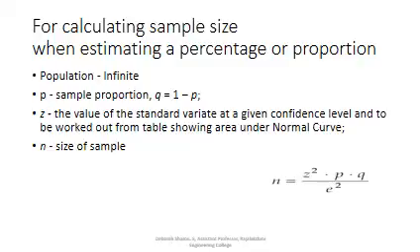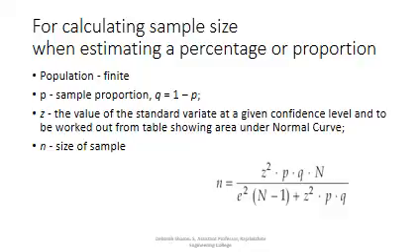Next, we'll see for calculating sample size when estimating a percentage or proportion. Here also you find two things, that is when population is infinite and when population is finite. P here represents sample proportion or percentage. Q is 1 minus P. You know about Z, and then small n always represents size of the sample. So sample size equal to Z square into P into Q divided by error square.